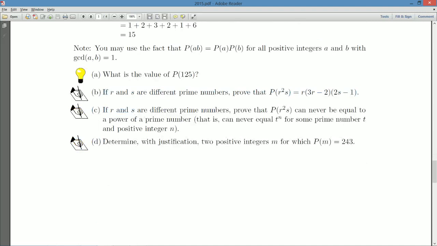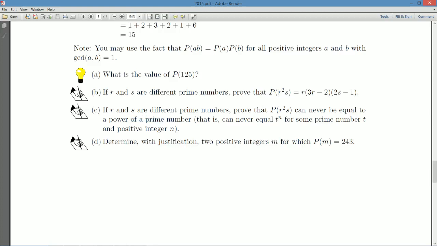All right, part C. If r and s are different primes, okay, so that immediately brings me back to part B where we had a similar setup. Prove that P of r squared s can never be equal to a power of a prime number. That is, it can never be equal to t to the power of n for some prime number t and some positive integer n.